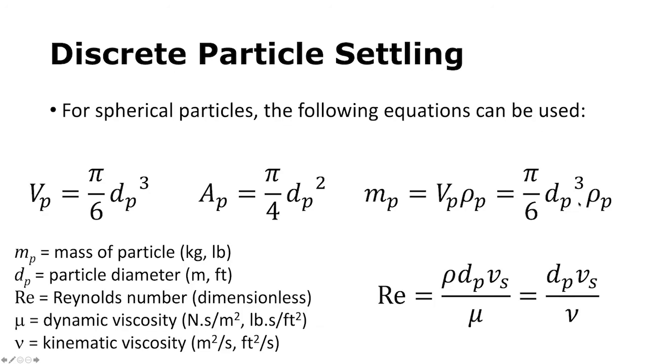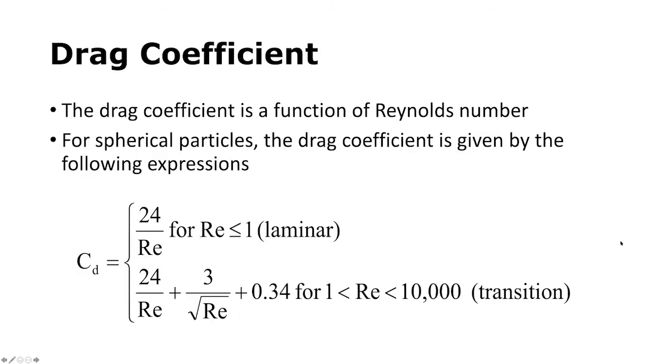For a spherical particle, the following equations can be used to estimate the particle's volume, the particle's surface area, and the mass of the particle. And we can also define Reynolds number using the same parameterization with regards to the particle's shape, mass, density, etc., the settling velocity, and if we take into account the viscosity as well of the water source, we can estimate the Reynolds number for a sedimentation basin.